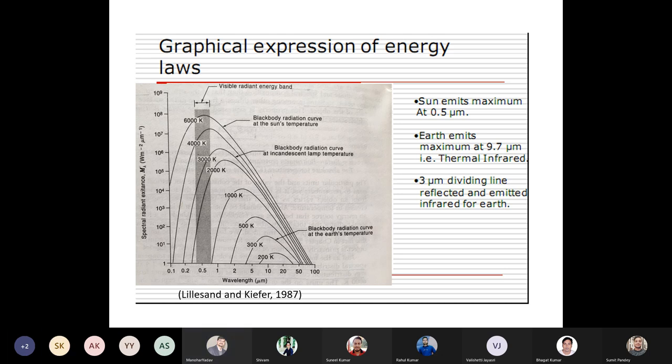In this graph, what we understand is that in the range of 0.4 to 0.7, which means the visual range, the sun emits the maximum, and the point is 0.5 micrometer. The second point is that the earth emits maximum at 9.7 micrometer. And the dividing line was 3 micrometer for the emitting and the reflectance. These are the main points. Thanks, Sudhir, for highlighting the main points related to this particular graph.